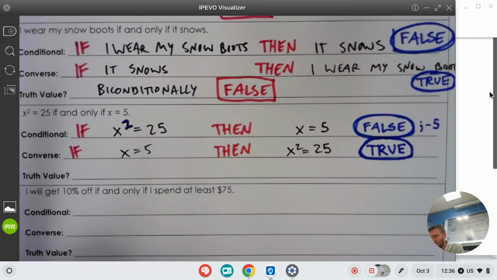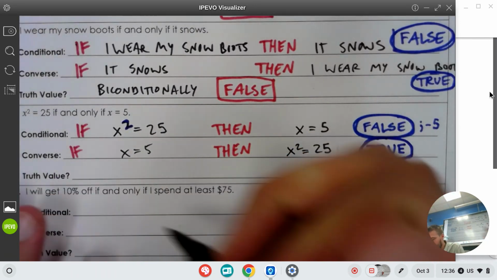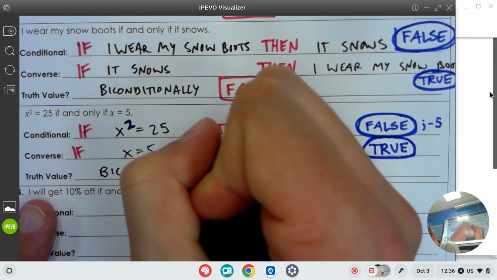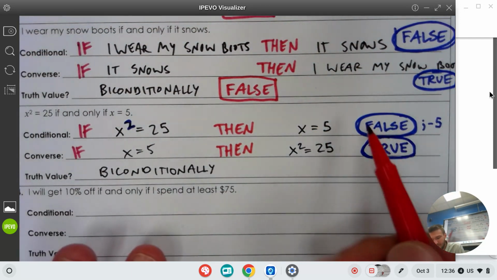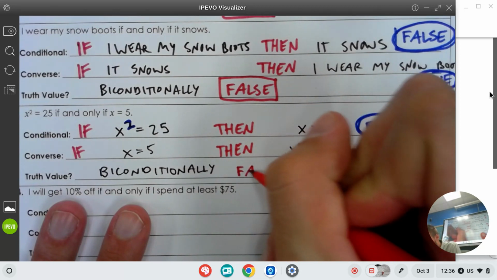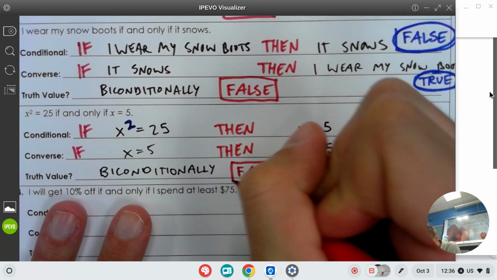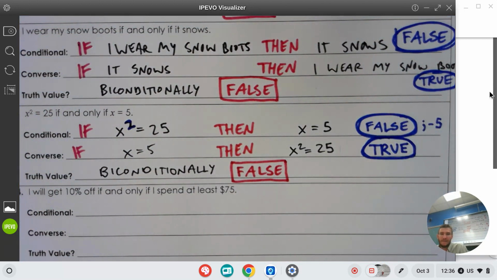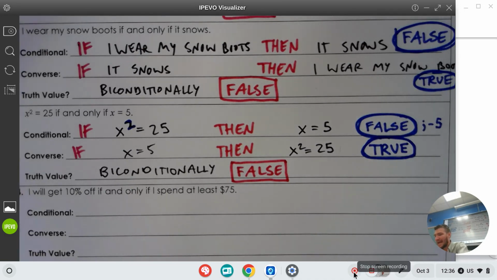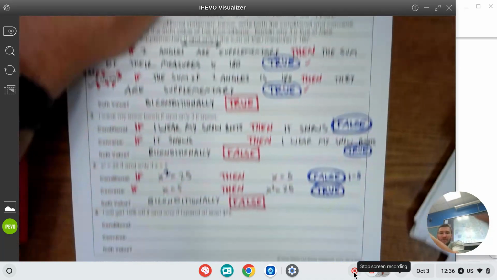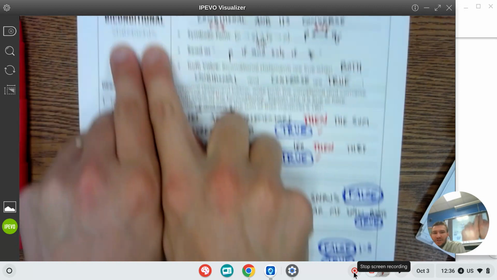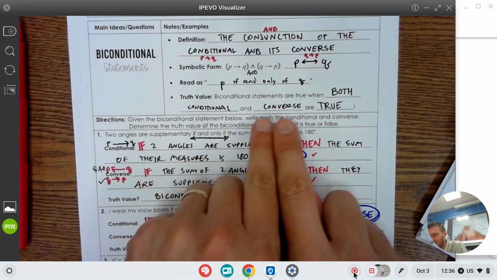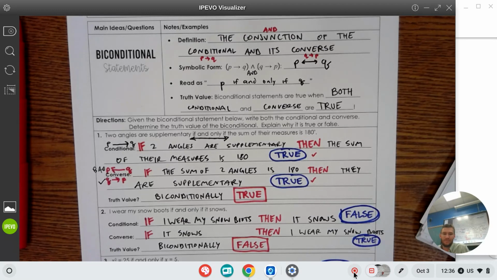So biconditionally, what do you think? We have false, true. In order for biconditionally to work, you need true, true. And we do not have true, true. This is a false statement. All right, I think that's good enough for biconditionally. We're going to do a couple more review things, but this is our last conditional setup. We've talked about inverse, converse, contrapositive. Really, biconditional is just the boring version of the converse. You got to have them both true. Easy peasy.